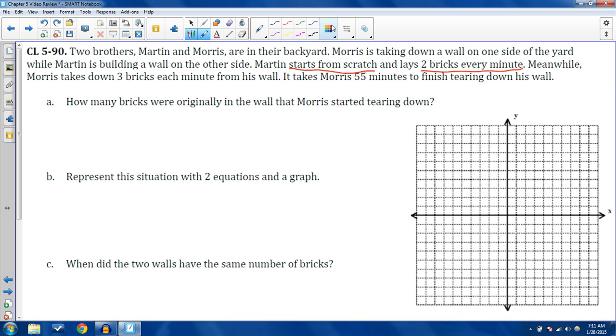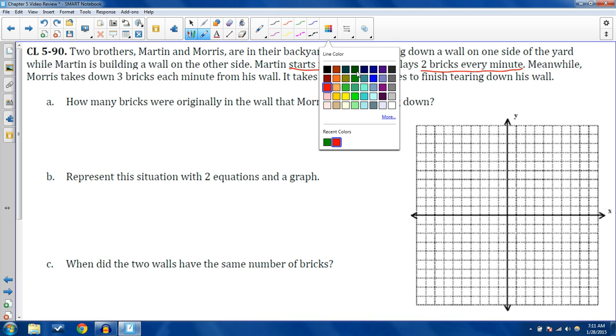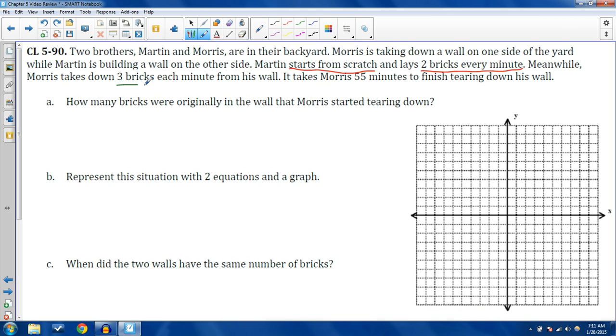Meanwhile, Morris takes down 3 bricks each minute from his wall, and it takes Morris 55 minutes to finish tearing down his wall. So we don't know how much Morris started with. In fact, that's what part A asks you to figure out. How many bricks were originally in the wall that Morris started tearing down? So he did 3 bricks per minute of tearing for 55 minutes.